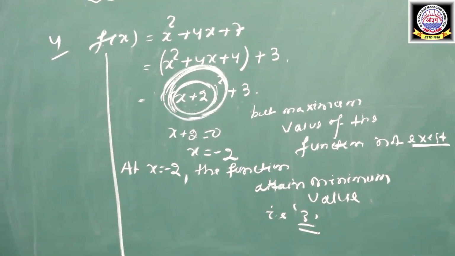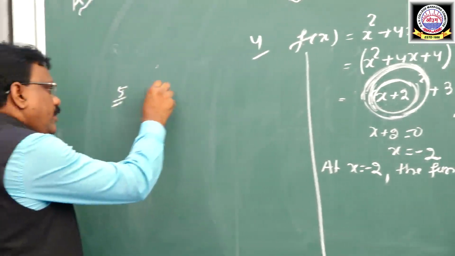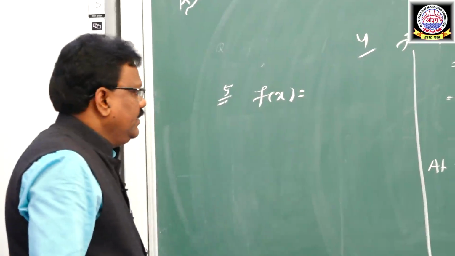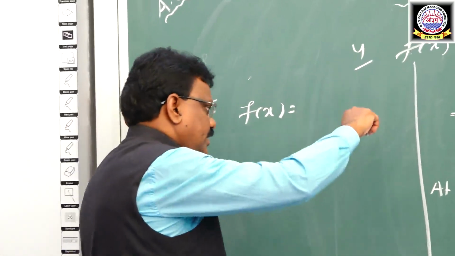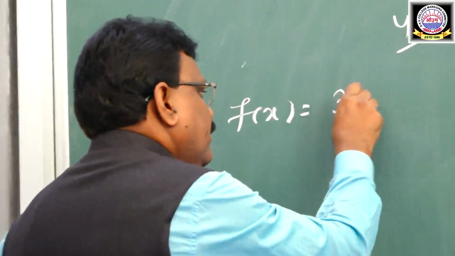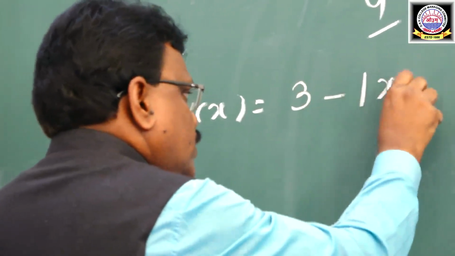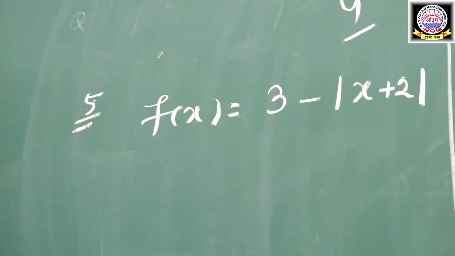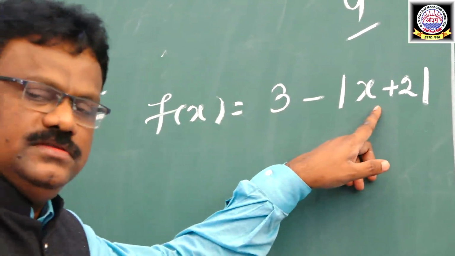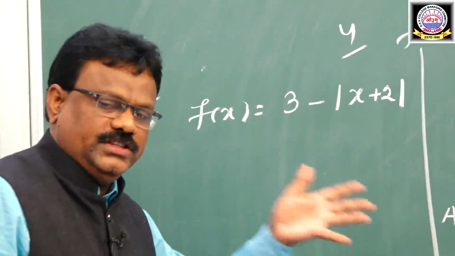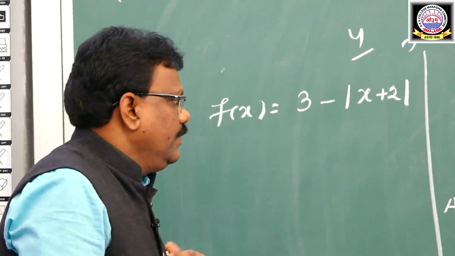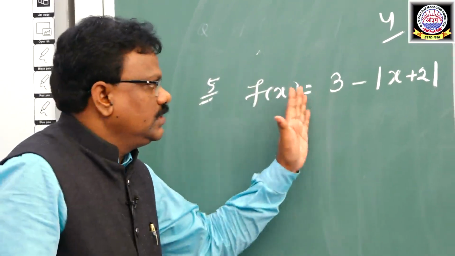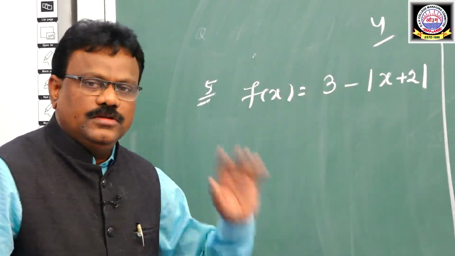Suppose I am taking example number 5. f(x) is equal to 3 minus |x plus 2|. Again it is a modulus function. Just take this question in your copy, then you will analyze yourself. So, the same question, what is the maximum and minimum value of this function?